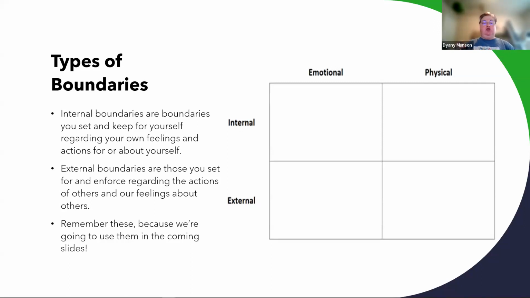So external boundaries are those you set for and enforce regarding the actions of others and our feelings about others. So an external emotional boundary, I'm not going to feel responsible for somebody else's choices or somebody else's mood. I'll feel responsible for my actions, and I can recognize, oh, I might have been able to say that a little bit differently, but I'm not going to jump to fix things because I feel responsible for them. And we want to remember all of these because we're going to use them in the coming slides.